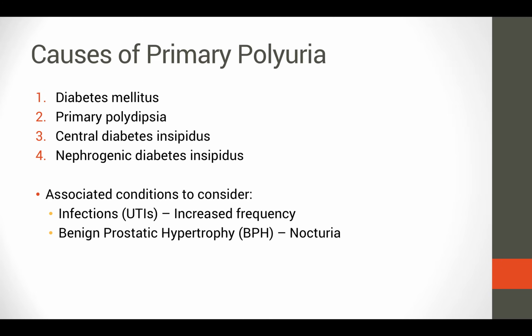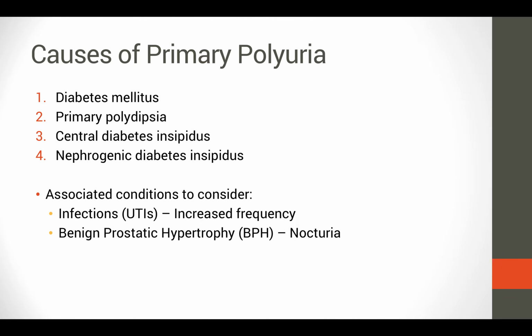So what are some of the causes of primary polyuria? I make the distinction here that we're talking about primary polyuria. There are a number of diseases where excessive urination is a byproduct of the disease process, whereas here, these diseases cause excessive urination. That's the primary symptomatology they're associated with, because they act directly on that mechanism of urination.